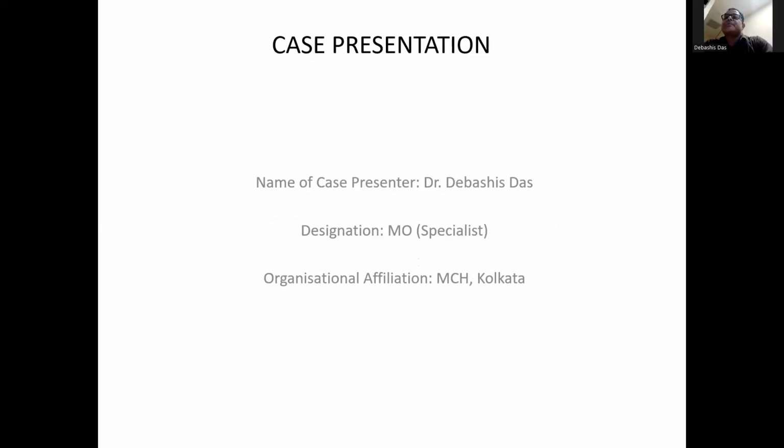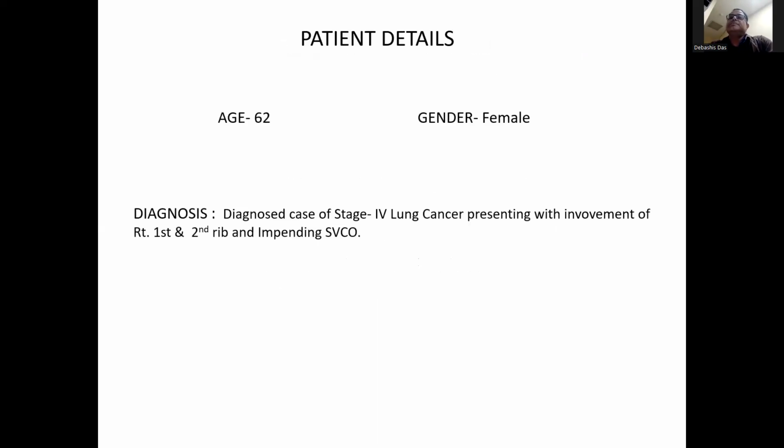Good afternoon. I am Dr. Devashish Das, acting as radiation oncologist at Medical College, Kolkata. Today's presentation is about SVCO. We have a female patient, aged about 62 years, who is a diagnosed case of stage 4 lung cancer, presenting with involvement of the right first and second rib, as well as impending SVCO.